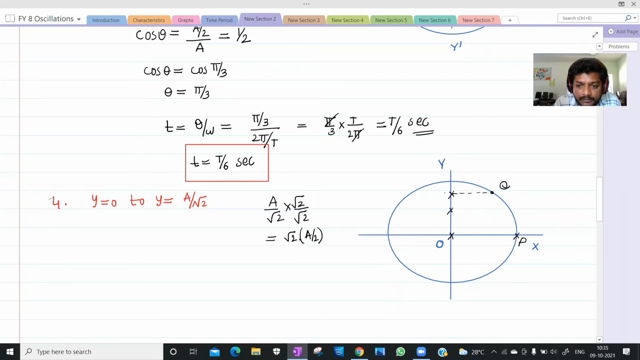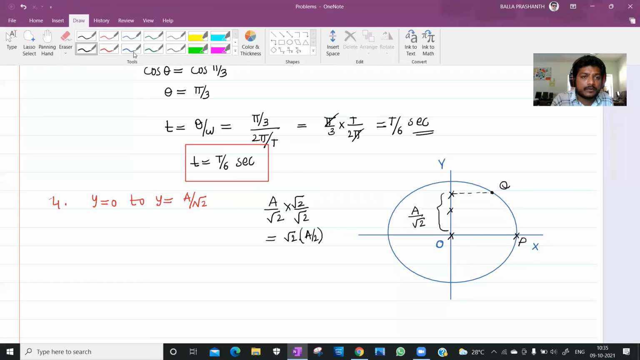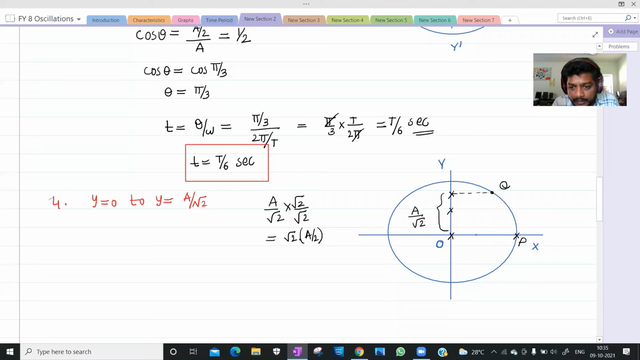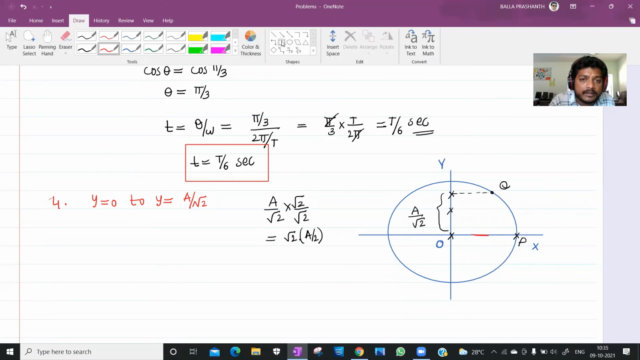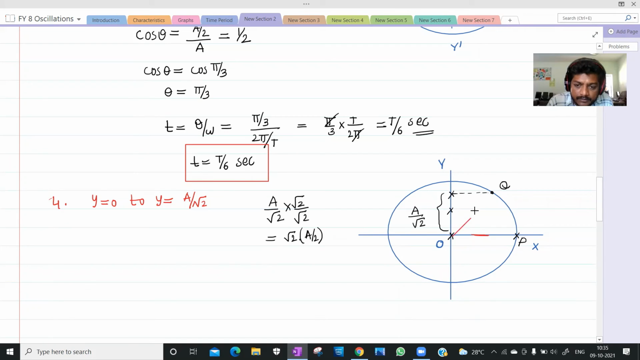Okay, now what is this value? This is a by root 2. See, this is your P initial and this is your P final. I will draw it. This is P initial. Now P initial and P final make an angle theta. This is your angular displacement theta.